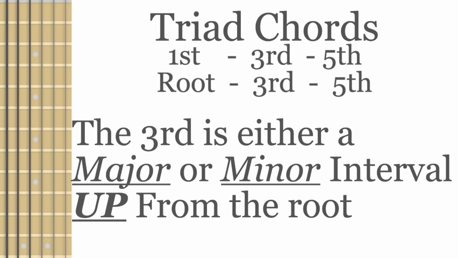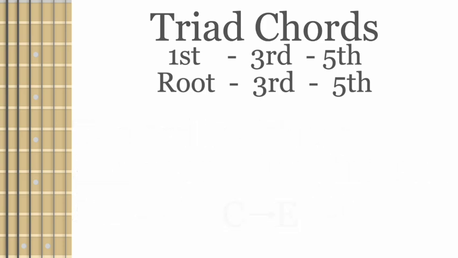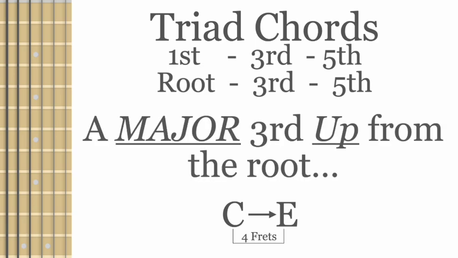But let's look at it from a frets perspective that will make a little bit more sense to us. So here, when we're looking at C to E, we know that E is the third of C, right? D is the second, E is the third. That's 4 frets. So therefore, E is a major third up from the root, which in this case is C.